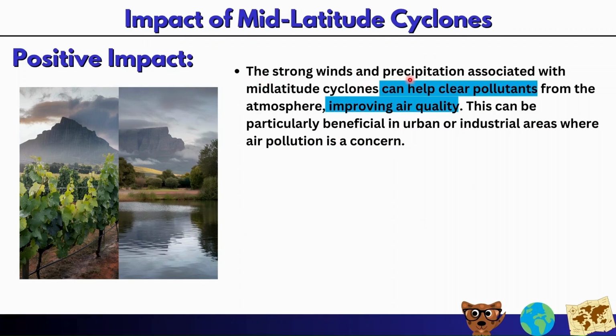The strong winds and precipitation associated with mid-latitude cyclones can help clear pollutants from the atmosphere, improving air quality. This can be particularly beneficial in urban or industrial areas where air pollution is a concern. So let's say you live near a factory and that factory is constantly pumping out toxic gases into the atmosphere. The strong winds that you will get from a mid-latitude cyclone will help to blow those toxins away, and you will then have clean, fresh air to breathe.